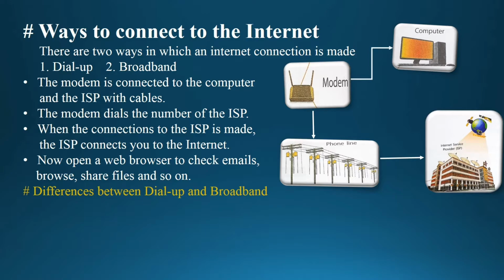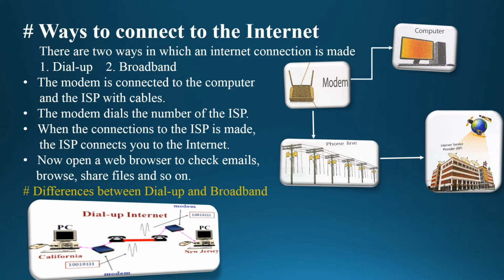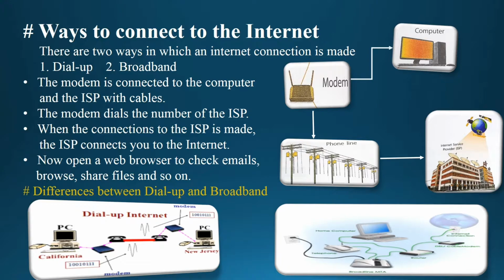Differences between dial-up and broadband. Dial-up connection is internet access through the public switched telephone network. Dial-up uses a telephone line to connect to the internet. So, one cannot use the telephone while connected to the internet, and the speed of a dial-up connection is very slow. Whereas broadband is high-speed internet access. It is much faster than a dial-up connection. One can check emails and make phone calls at the same time.